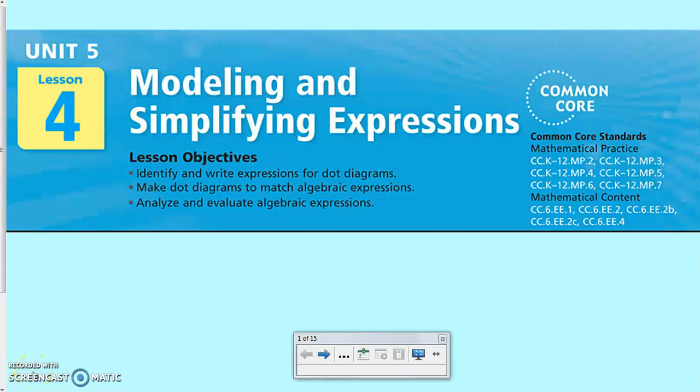All right, so lesson 4, modeling and simplifying expressions. We're still going to do some of the stuff we did last time where we analyze the expressions, but then we're going to start looking at them different ways instead of just words. So we're going to be using some diagrams as well to help us understand what the equation is doing.